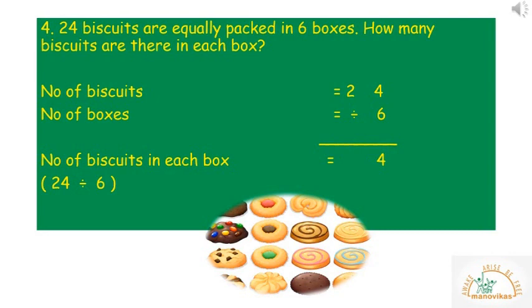So number of biscuits in each box, we are supposed to find out how many biscuits are there in each box. And to do this, we need to divide 24 by 6. And when we divide 24 by 6, we get the quotient as 4, because 6 fours is 24. Here again we use the tables and we divide.